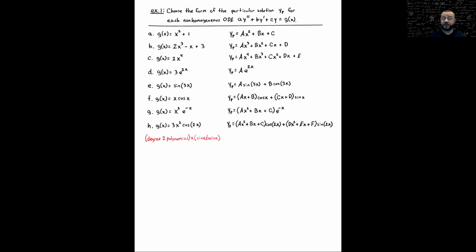All right, from these examples, you can see, depending on the complexity of g of x, you could have a very small number of coefficients to solve for. Or here, in example H, we have 6 coefficients to solve for.